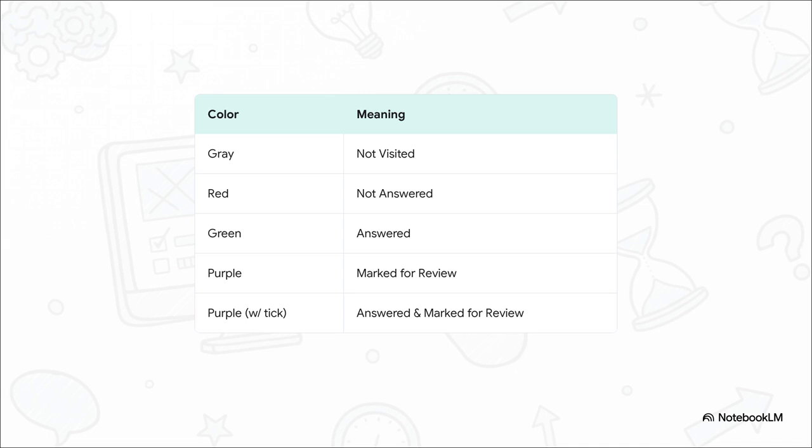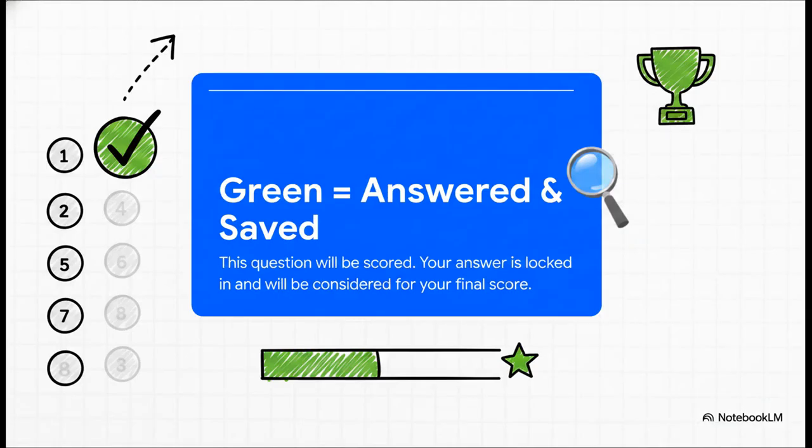Let's talk about how to use these strategically. When a question number in your palette turns green, you can basically forget about it. It means your selected option is locked in and it's going to be considered for your final score.